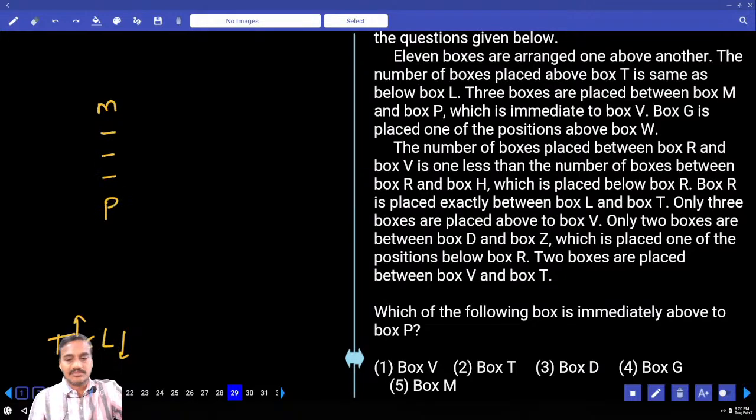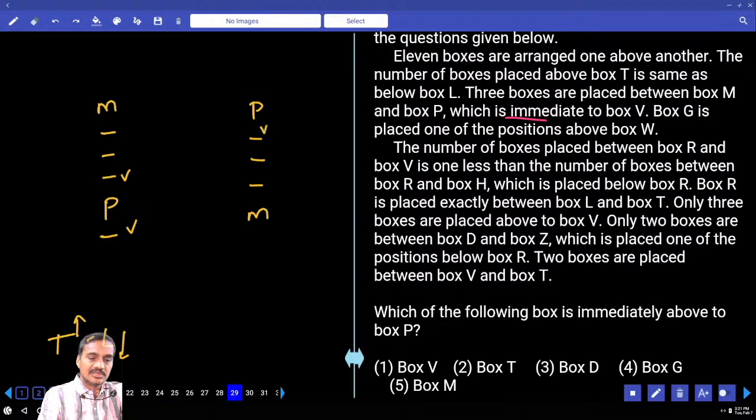3 boxes between M and P, P which is immediate to V. P which is immediate to V means V can be either here or here. There are 2 different possibilities. Immediate to, maybe above, maybe below. And what is the other possibility we have? If P is here, 1, 2, 3, M is here, and at the same time V can be either here or above this one. These are the 2 different possibilities we have in each of these.